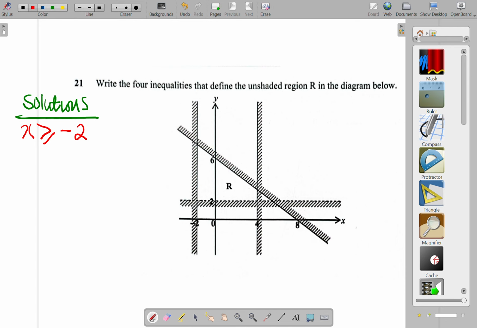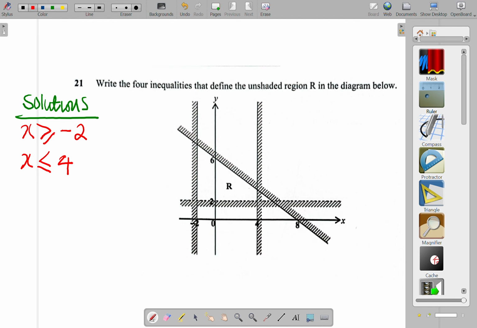My second inequality: look at this line here. Now this is x is equal to 4. Now check, which side of this line is the clear region lying? The clear region is simply lying on the lesser part. So we are simply going to say x is less or equal to 4. That is your second inequality.